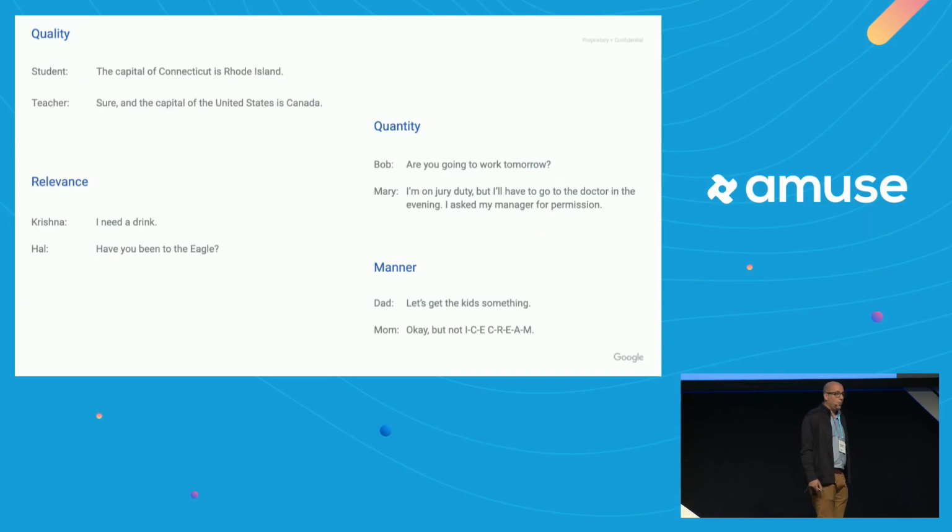To use another example, let's use the one of manner. So dad says, let's get the kids something. And mom says, okay, but not I-C-E-C-R-E-A-M. So dad has to interpret, why did she spell that out? Obviously, this is unconscious, and figure out, oh, she spelled it out, which is not what a person would normally do, in order so that the kids are not understanding what's being said. So these are examples of Grice's maxims, and we're always adhering to these when we're designing in one way or another.